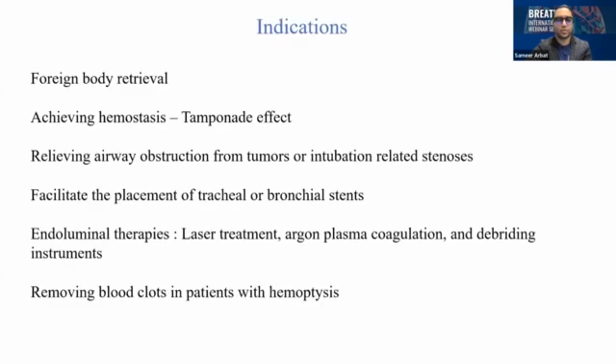And the major indications for using the rigid bronchoscopy, as we saw earlier, the era of rigid bronchoscopy started with the foreign body retrieval. Apart from that, it is also useful to achieve hemostasis and provide tamponade effect, relieve airway obstruction from tumors or intubation-related stenosis, facilitate the placement of the tracheal or the bronchial stents, and it also helps in performing endoluminal therapies like a laser, APC, or for using debriding instruments. And in certain cases, when the clots are very thick, you may use it for removing the clots in patients with hemoptysis.